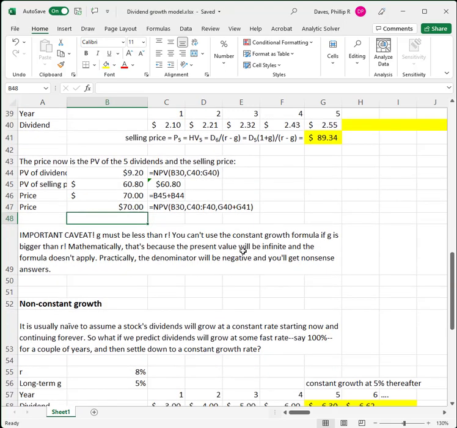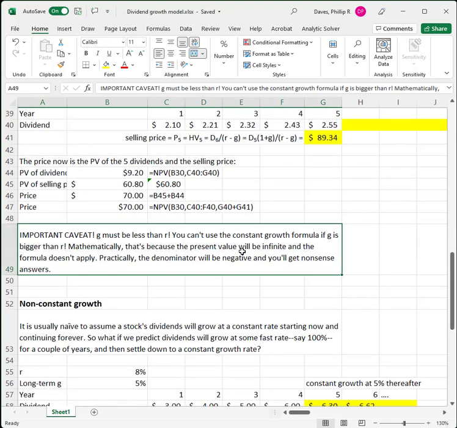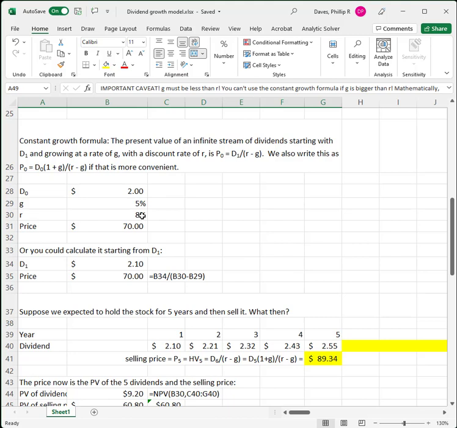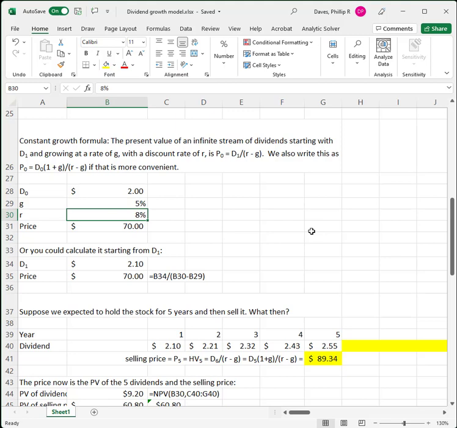Now let me make an important note here. The growth rate has to be less than the discount rate. You can't use the constant growth formula if G is bigger than R. All right, so what does that mean? Well, we've got R of 8%. You cannot use this formula if G is 8% or 9% or 10% or some number bigger than or equal to R. Why is that?